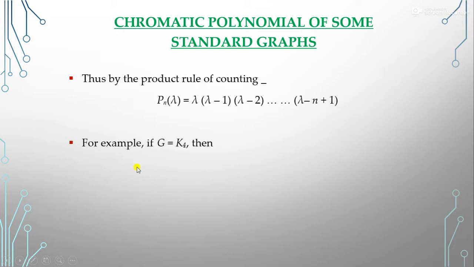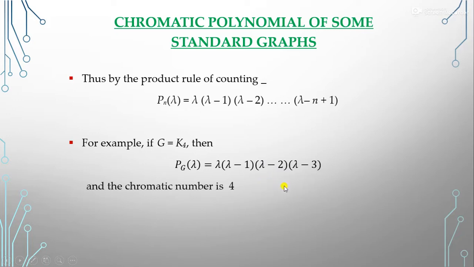You can take an example here. Suppose our graph G is K4. K4 means we have a complete graph with 4 vertices. Then what will be the chromatic polynomial of this? The chromatic polynomial is lambda, lambda minus 1, lambda minus 2, lambda minus 3. Why? Because we have 4 vertices: lambda for v1, lambda minus 1 for v2, lambda minus 2 for v3, and lambda minus 3 for v4. So we color all the vertices. Now when we solve it, we get our chromatic polynomial.